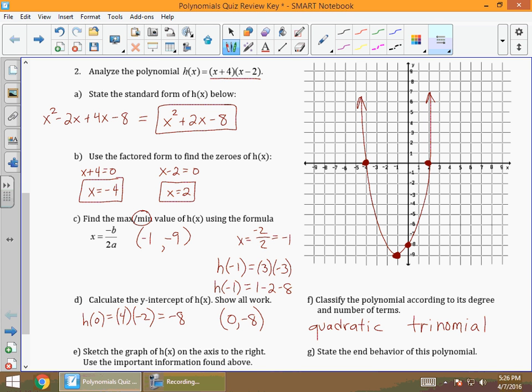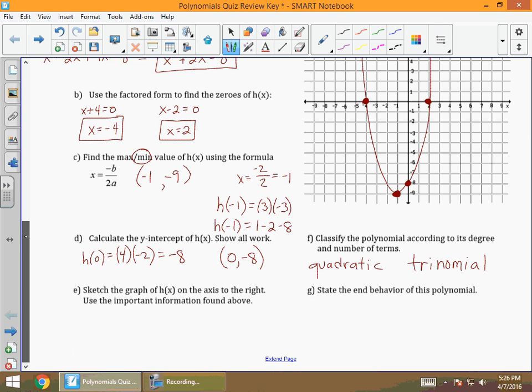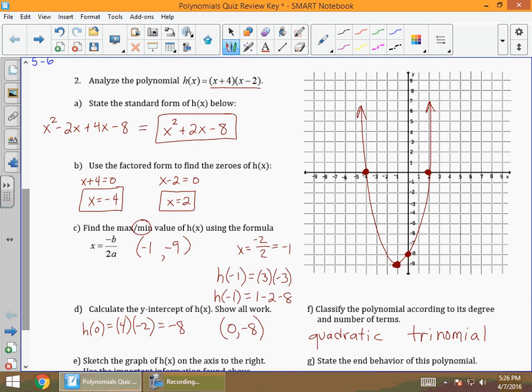And then part G says state the end behavior. If you just take a look at the graph itself, the left side of the graph, the arrow points up. The right side of the graph, the arrow points up. So the end behavior is simply up, up. And on tomorrow's quiz, that's exactly all you'll have to do. You can either say up, up, or just draw 2 up arrows, and I will know exactly what you mean there. So that is the front of page 1. That is questions 1 and 2.